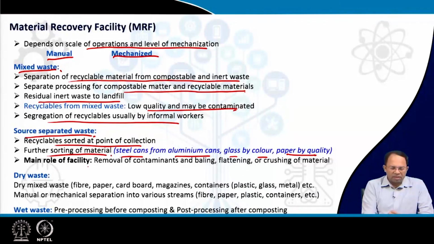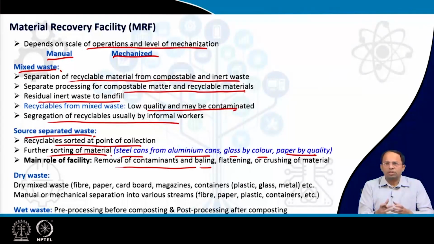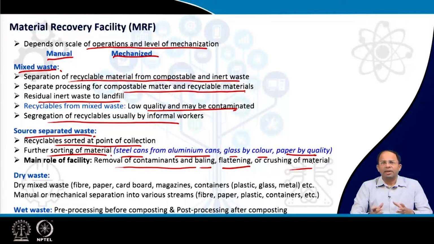So, the main role of the facility is to remove contaminants. That means remove dust, remove sand, some amount of pebbles from the waste stream. Then we have to bale the waste. We have to shred the waste if required. Then we have to make it into big bales, or we have to flatten or crush the material so that we can make the packaging effective for transport to the processing facility, right.